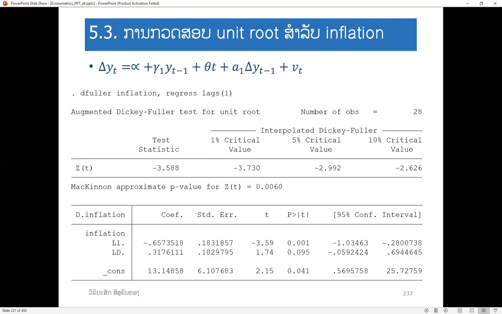So here I exclude the trend, and I also test for inflation. After using inflation, you will see that this is minus 0.65 and the t-test is minus 3.58. When we compare to here, you would see that this is lower than the 5% critical value, but not the 1% critical value. So here we can conclude that the raw data of inflation is stationary, or it doesn't have the evidence for a unit root, at a 5% confidence level.